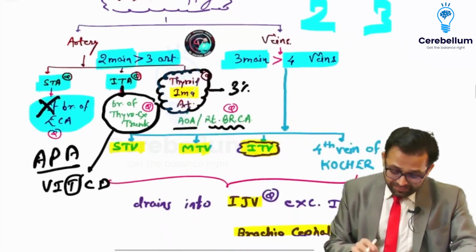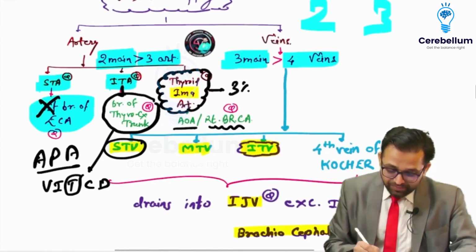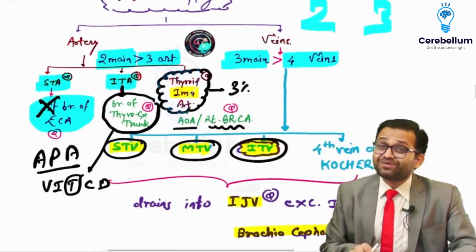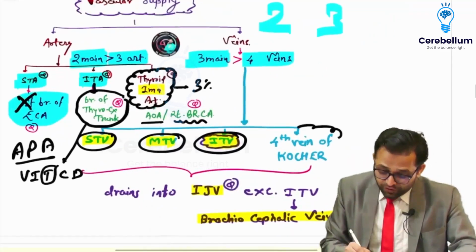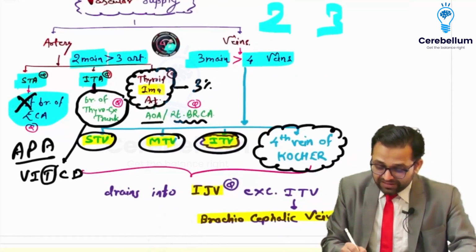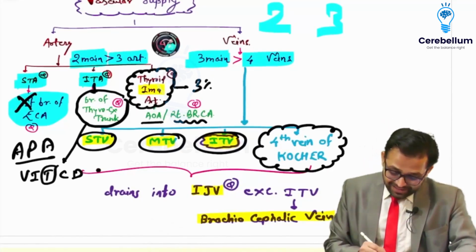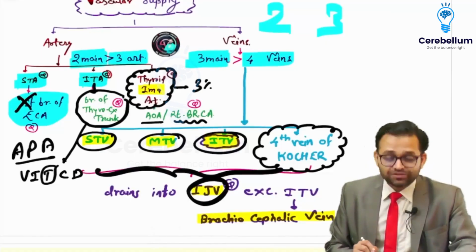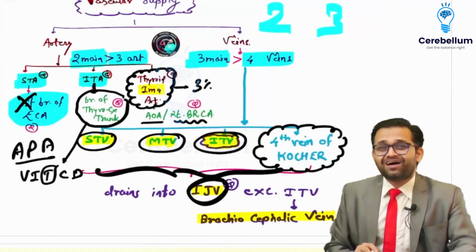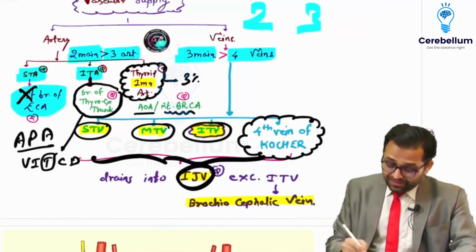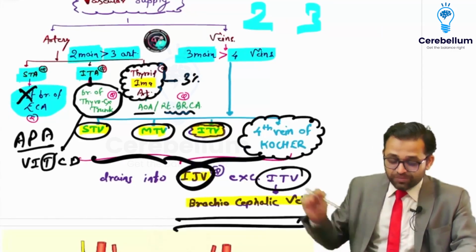So there are the 3 main veins: superior thyroid vein, middle thyroid vein, inferior thyroid vein. But sometimes there is the presence of the 4th vein of the thyroid, that is the 4th vein of Kocher. Okay. These all are draining into the internal jugular vein, MCQ. But if an exception is asked, remember, except the inferior thyroid vein, which is draining into the brachiocephalic vein.